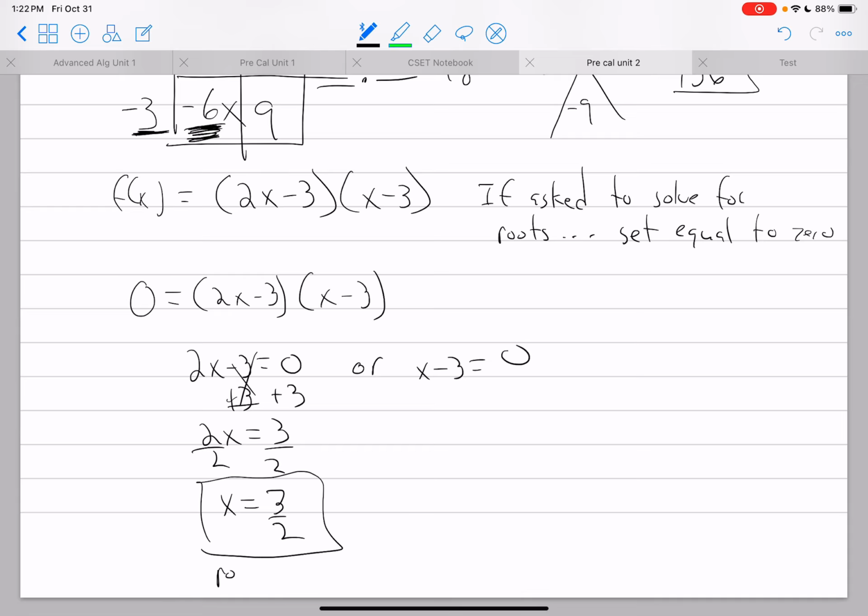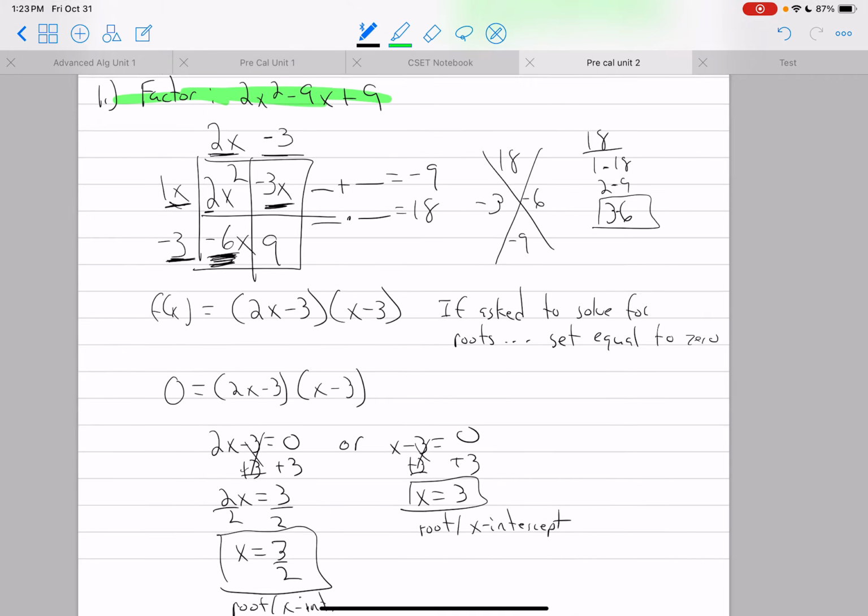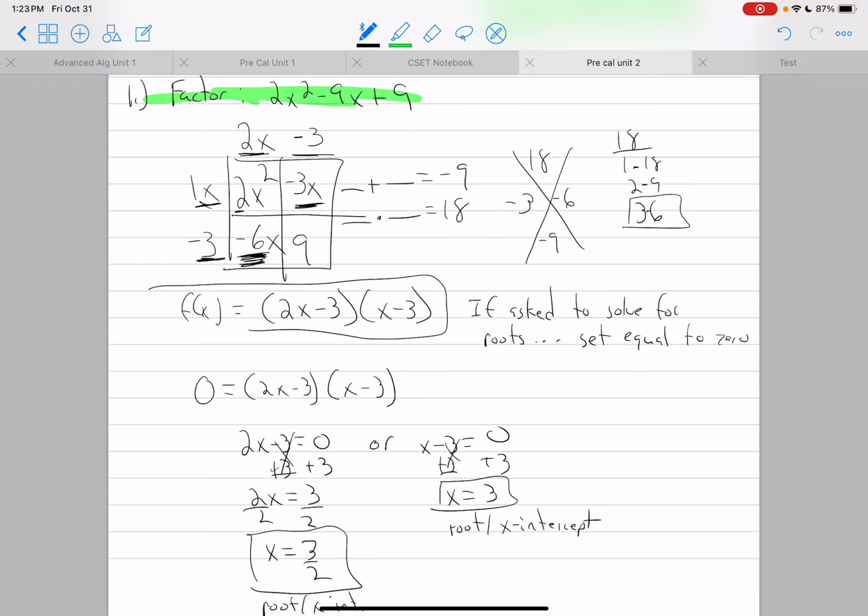That's my first root, slash x intercept. Or, plus 3, x equals 3. That's my second root, slash x intercept. But this one just asked you to factor, so that is it being factored. Just giving you that little extra fresh information for fun.